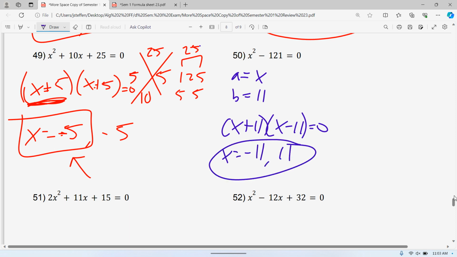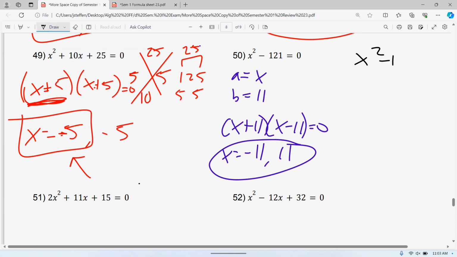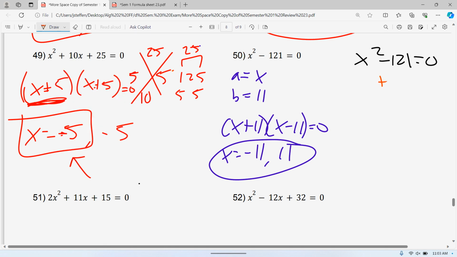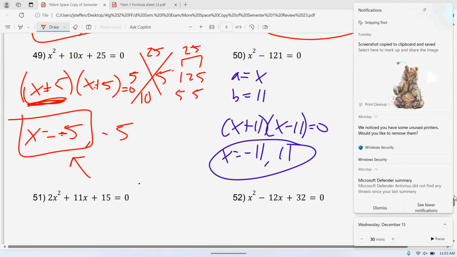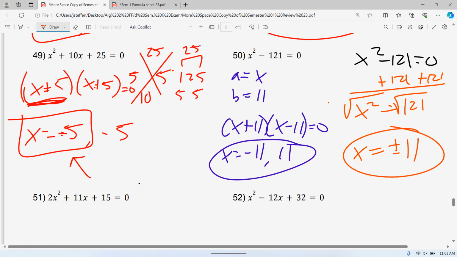The other way for this one, if you have x squared minus 121 is equal to 0, you could add 121 to both sides. You get x squared is equal to 121. To cancel out the squared, you have to take the square root. This one's a little bit of a quicker way, but you have to remember the square root of 121 is 11, but you have to have the plus or minus. And again, I'd be willing to bet that there's probably an answer for a question like this on the test that has positive 11, and that's it. So make sure you can tell the difference.